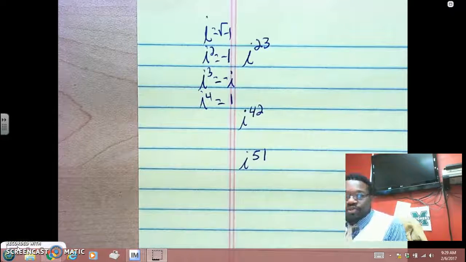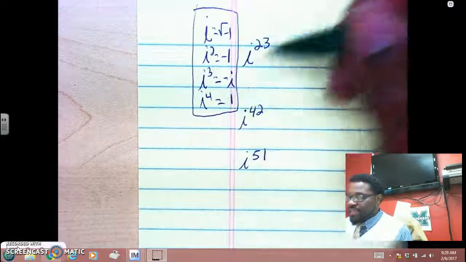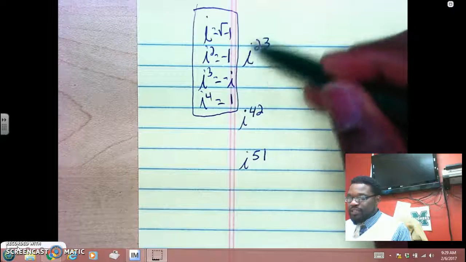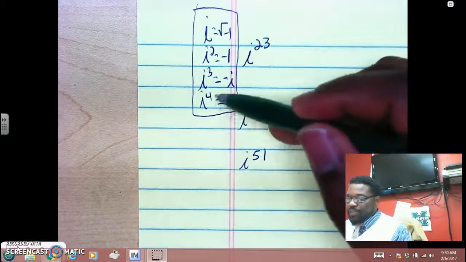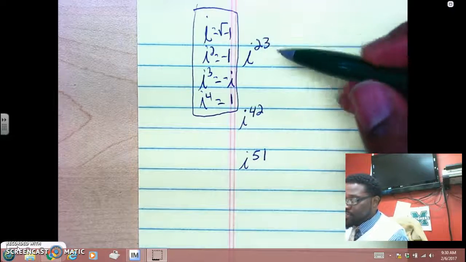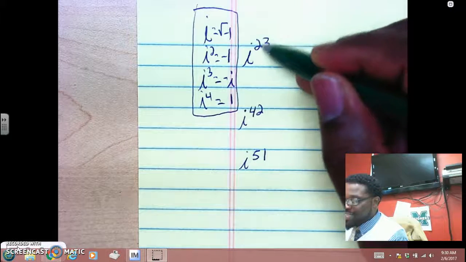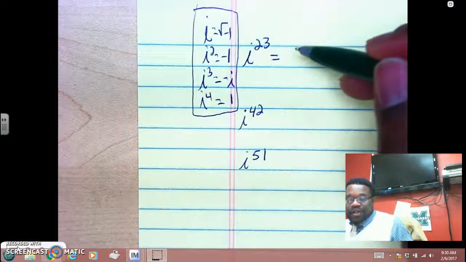Alright, let's go through this real quick. These are things I've already given you guys in your notes previously. The key here to simplifying items that look like this is to be able to write your exponents in a different way. And the way that I want to write it is in terms of something to the 4th power. And so what you have to ask yourself is, is 23 a multiple of 4? Or in other words, can I divide 4 evenly into 23? And the answer to that question is no, I cannot.